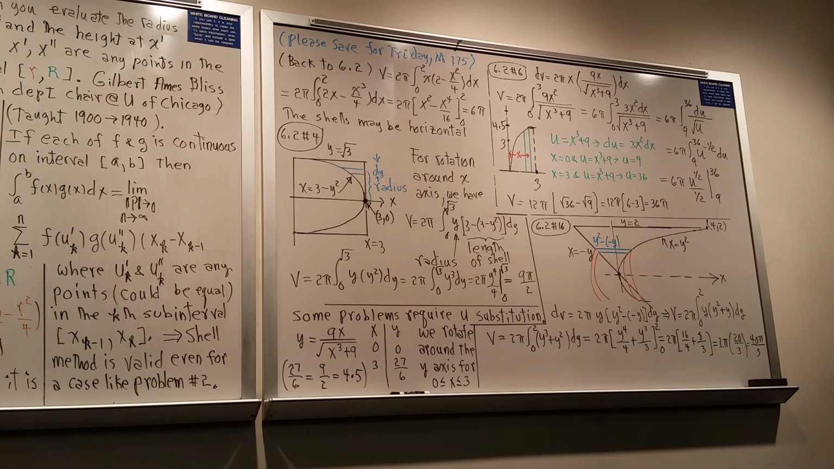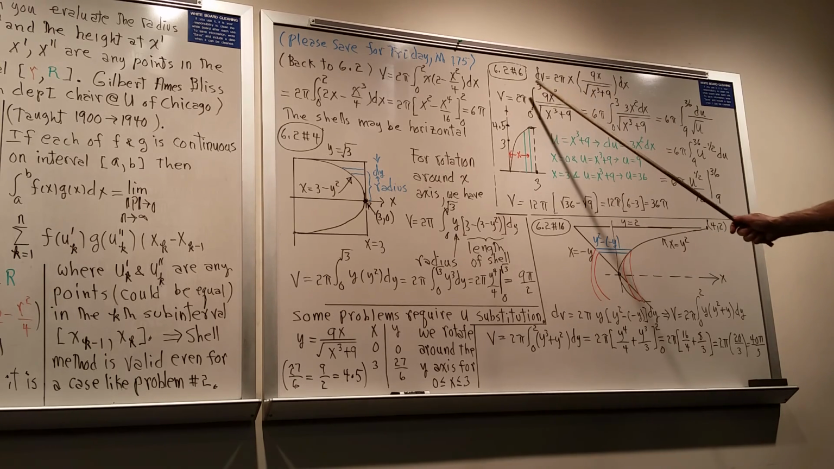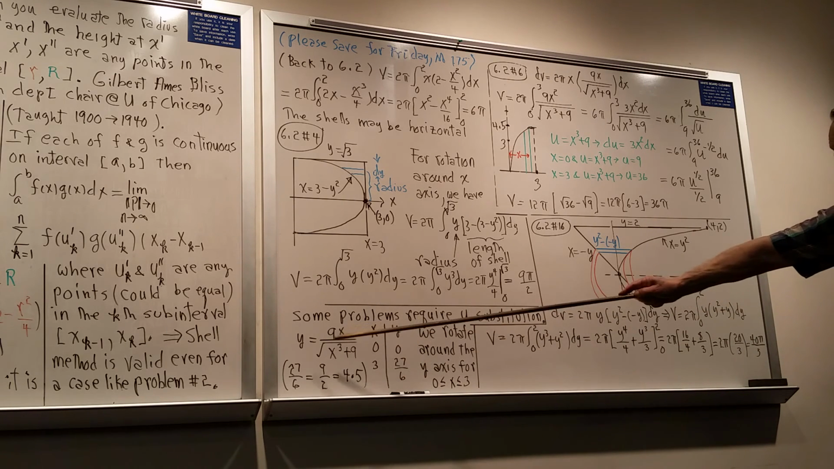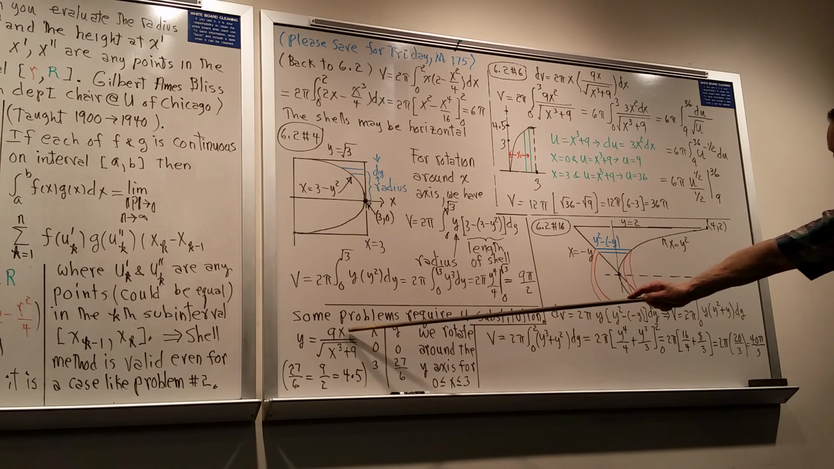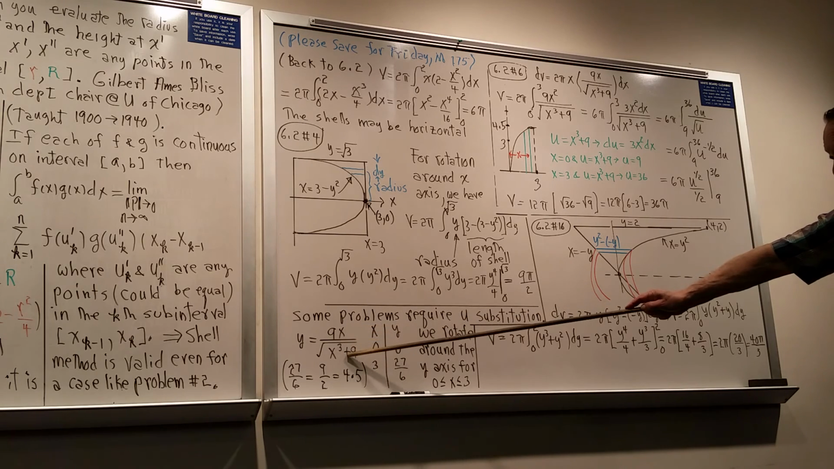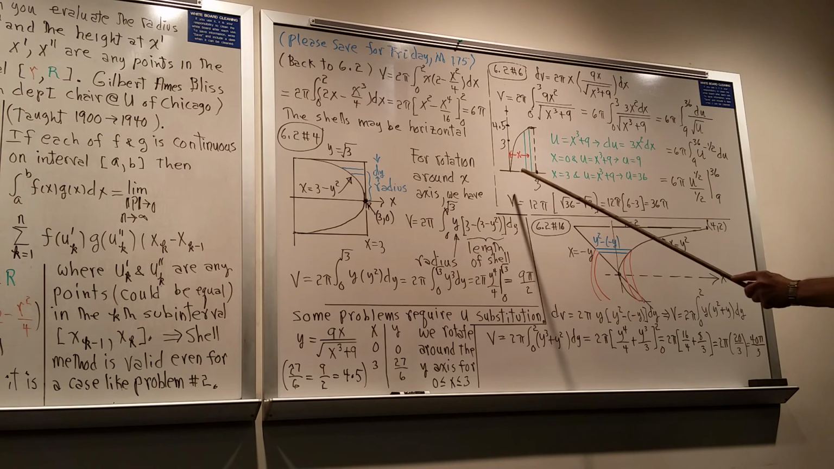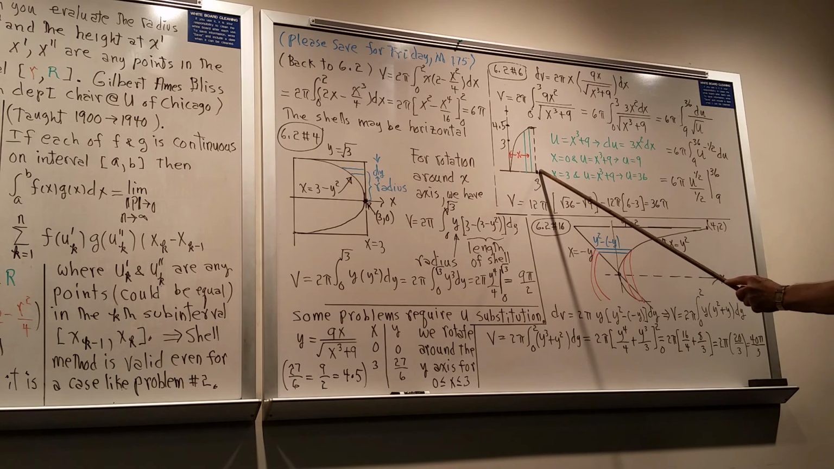Some of the problems will require u substitution, which you heard about in Math 170. And so look at a problem like this one, where our curve is 9x over the square root of x cubed plus 9. And we're talking about the interval on x, 0 to 3.